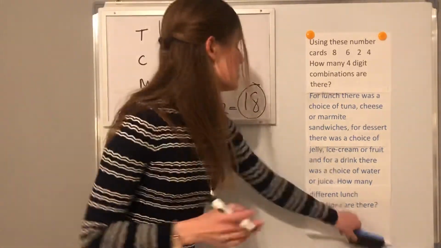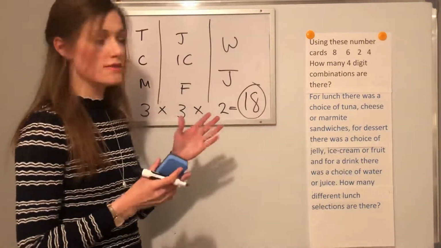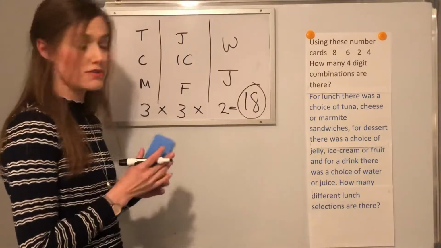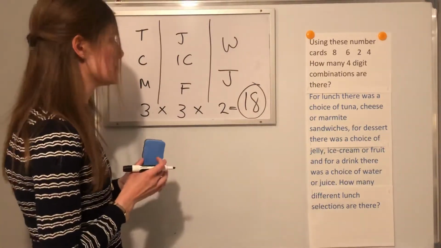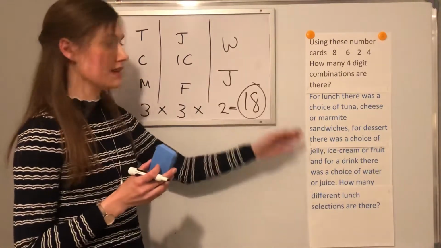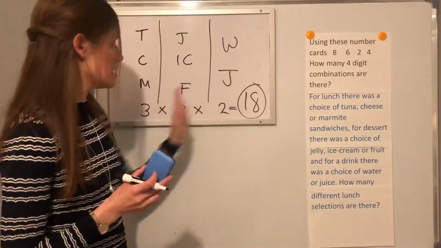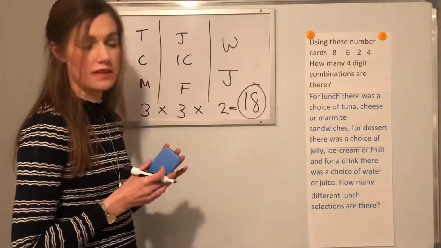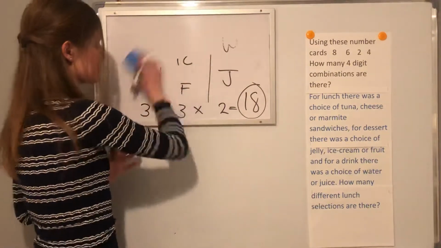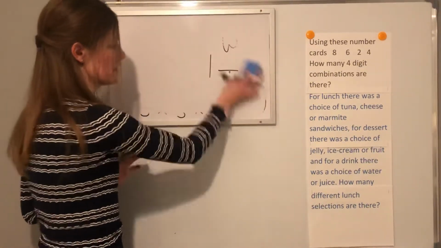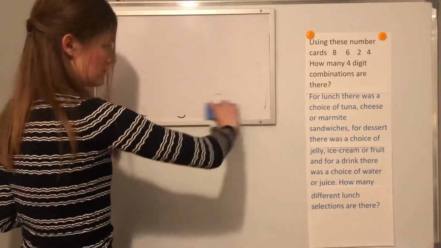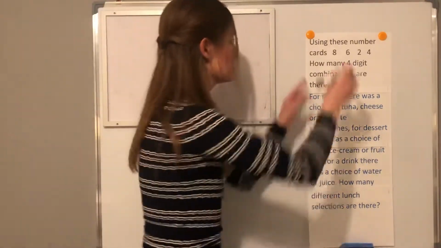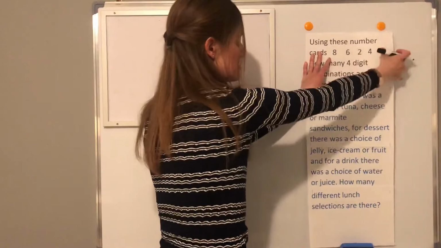Okay, so those questions can come up in lots of different ways. It won't necessarily be lunch choices, although they have done that several times before. They can be anything, but if there are different choices, you times those together. Right. That's the number combinations. We'll do more of those another day.